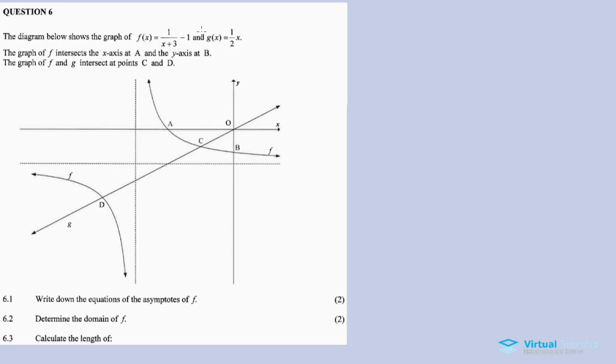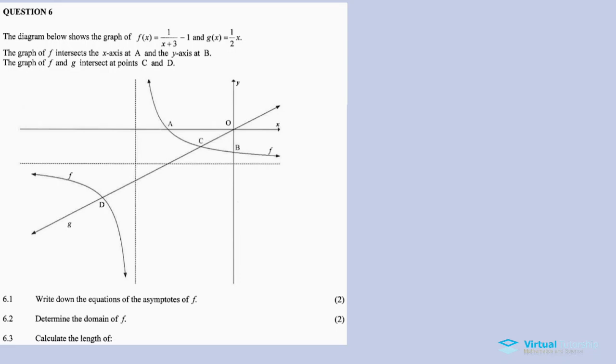So in question 6, the diagram below shows the graph of f of x and g of x. The graph of f intersects the x-axis at A and the y-axis at B. The graph of f and g intersect at points C and D. So now we see the points of intersection between graph g as well as graph f. A is the x-intercept and B is the y-intercept.